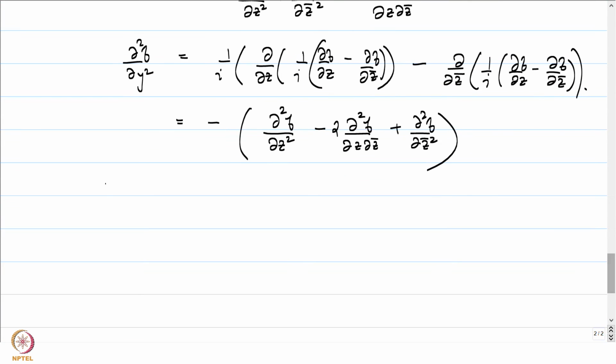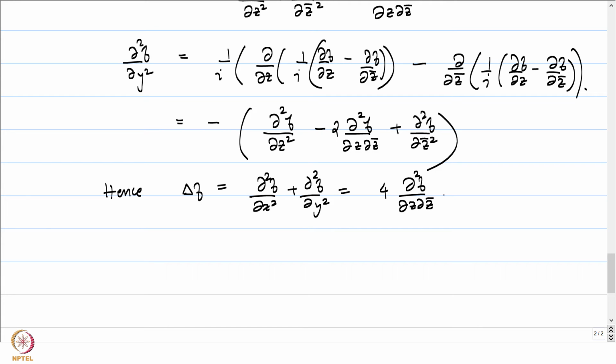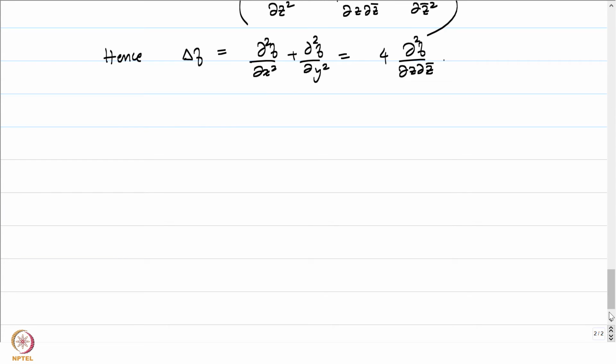Therefore, hence the Laplacian of f is given by ∂²f/∂x² plus ∂²f/∂y², which will now become 4 times ∂²f/∂z∂z̄. So this is the Laplacian in terms of our Wirtinger derivatives. Let us now try to get hold of a necessary and sufficient condition when we can say that a given polynomial is harmonic or not.